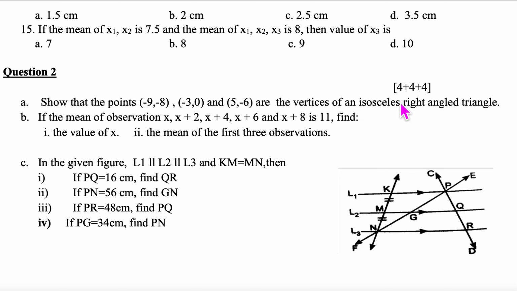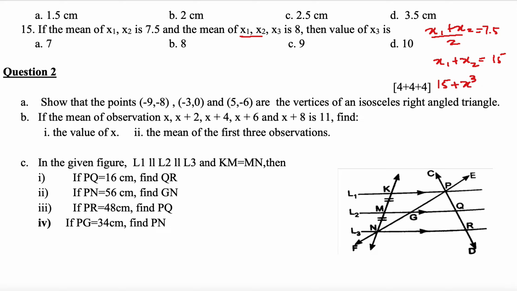The mean of x1 and x2 is 7.5, and the mean of x1, x2 plus x3 is 8. Find the value of x3. So your x1 plus x2 upon 2 is equal to 7.5. So x1 plus x2 is equal to, cross multiply, it will be 15. Now if you add these, it will be 15. So I will say 15 plus x3.